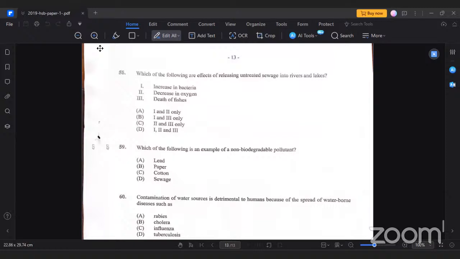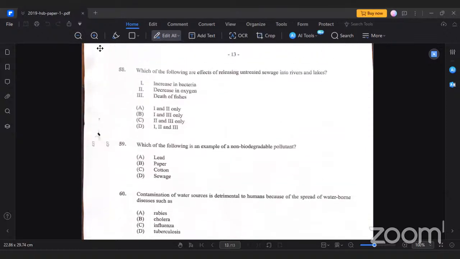Now we move to 58. Which of the following are effects of releasing untreated sewage into rivers and lakes? What is likely to happen? Is it going to increase bacteria? Is it going to decrease oxygen? Is this going to cause death of fishes?